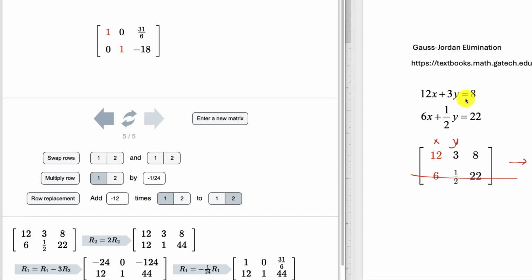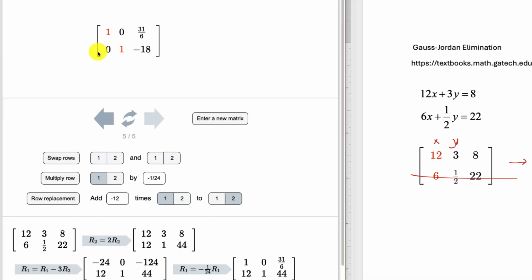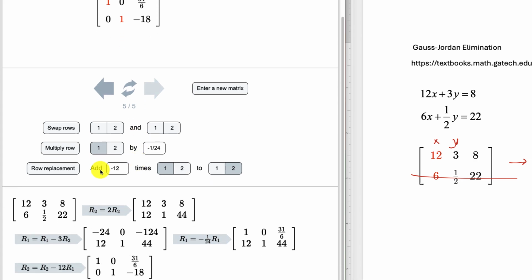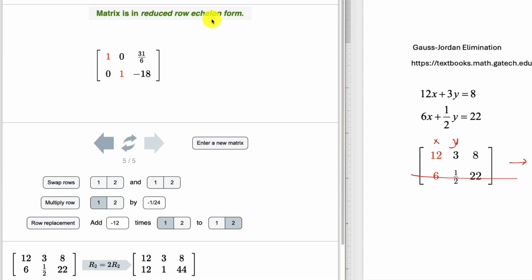Those two lines right here cross at the point 31/6, -18. And if we graph them in Desmos, there's both lines, and there's the crossing point right there, 31/6, -18. So this one might be easier to find by graphing, right? And just have a graphing software do it. But what we're doing with this is the baby steps, so we understand from one matrix to the next how this process goes, so that we get these diagonal ones and get it into reduced row echelon form.